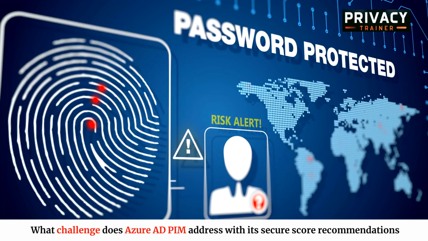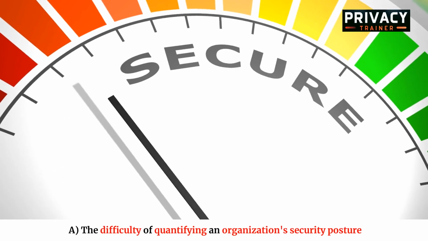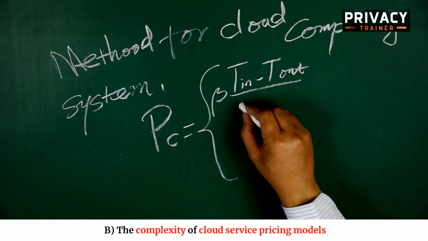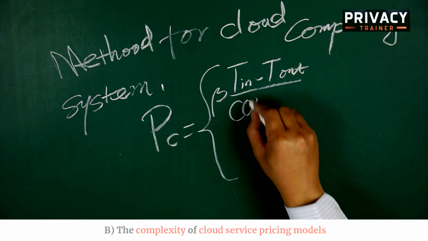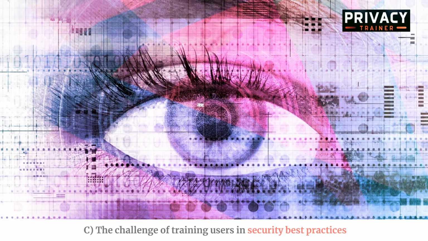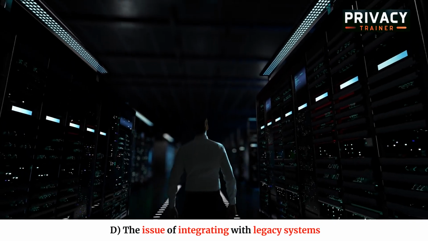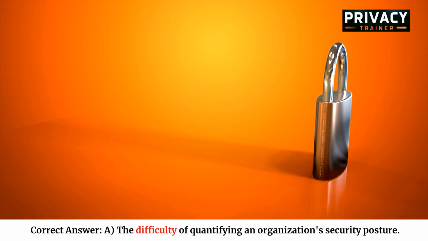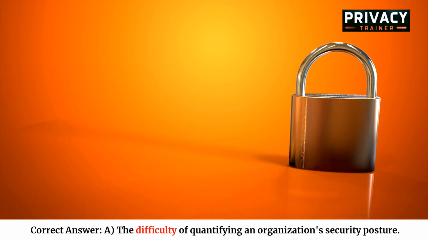What challenge does Azure AD PIM address with its secure score recommendations? A. The difficulty of quantifying an organization's security posture. B. The complexity of cloud service pricing models. C. The challenge of training users in security best practices. D. The issue of integrating with legacy systems. Correct answer: A. The difficulty of quantifying an organization's security posture.